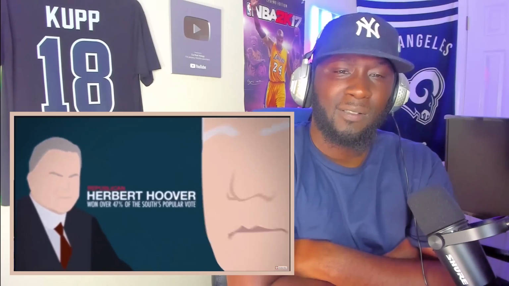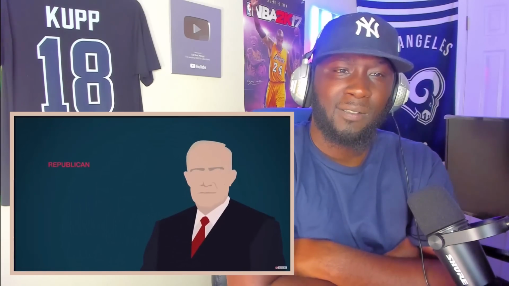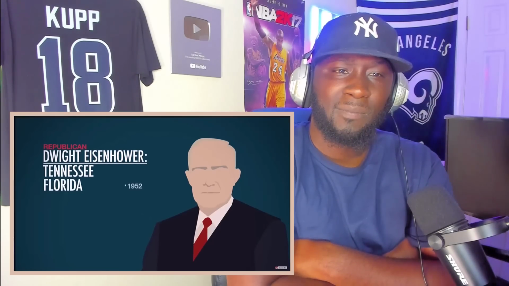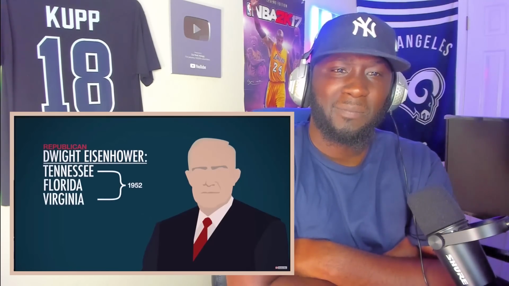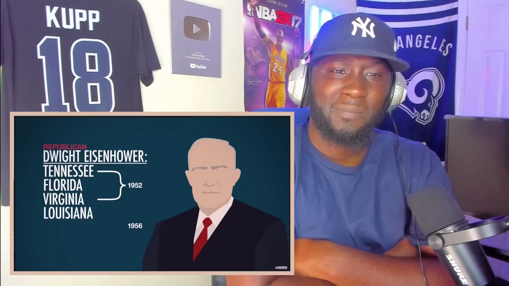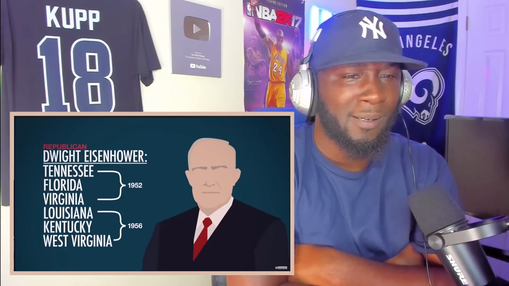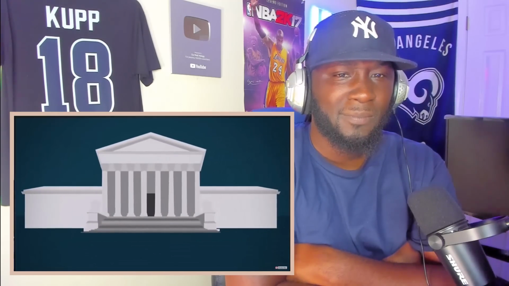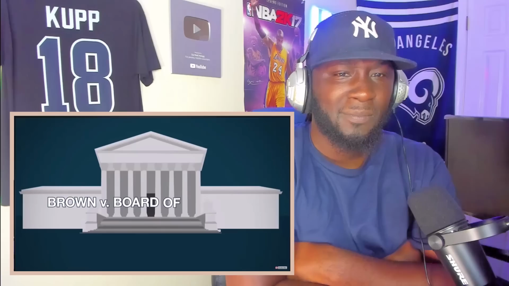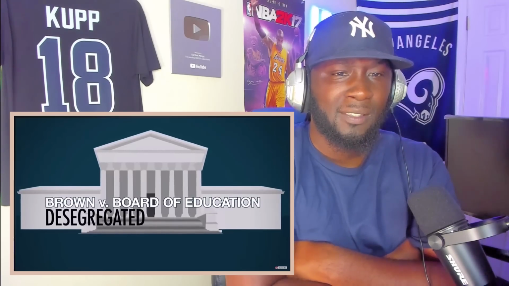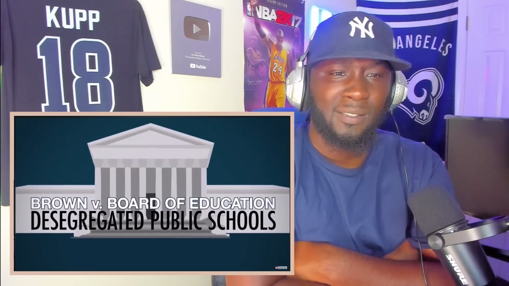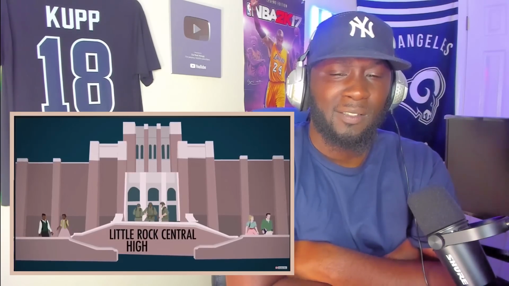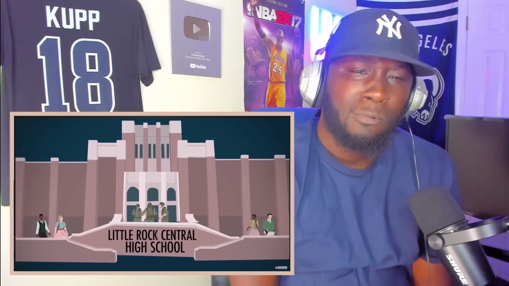In 1952, Republican President Dwight Eisenhower won the southern states of Tennessee, Florida, and Virginia. And in 1956, he picked up Louisiana, Kentucky, and West Virginia too. And that was after he supported the Supreme Court decision in Brown versus Board of Education that desegregated public schools, and after he sent the 101st Airborne to Little Rock Central High School to enforce integration.